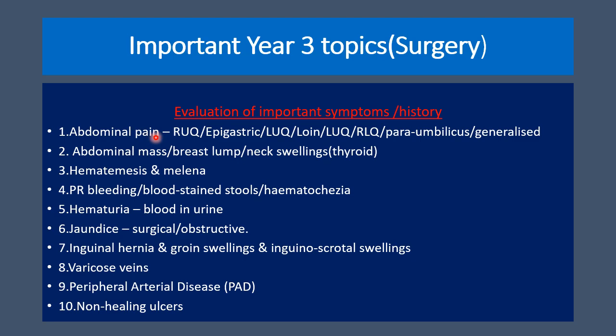Abdominal pain, assessment of a patient with abdominal pain, abdominal mass, breast mass, neck or mass anywhere else, upper GI bleeding with hematemesis and melena, lower GI bleeding with colorectal bleeding, blood-stained stools, and hematochezia, hematuria, jaundice, especially obstructive jaundice, also called surgical jaundice, inguinal hernia and groin swellings and inguinal scrotal swellings, varicose veins, peripheral arterial disease, and non-healing ulcers, especially of the leg.